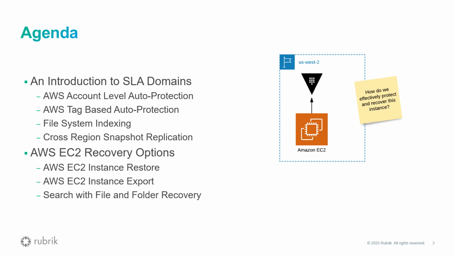So the two main topics we're going to cover here are SLA domains. That includes account level protection for AWS or tag-based protection, file system indexing, and so forth. This is going to be everything we need to make sure the instances are protected. Then we'll switch to recovery options, including restoring, exporting, or searching for files and folders that you want to recover more granularly.